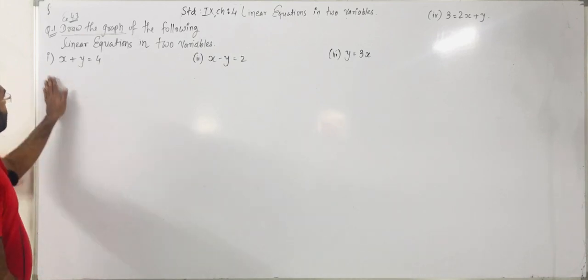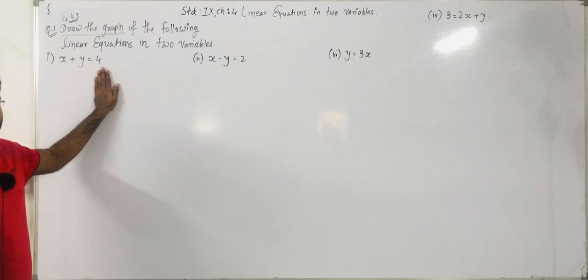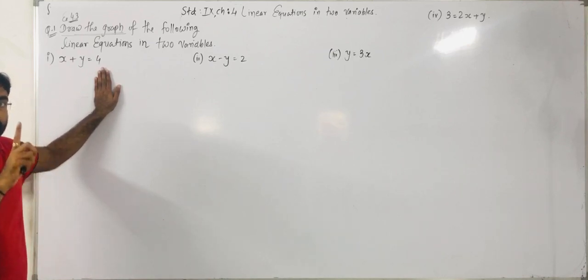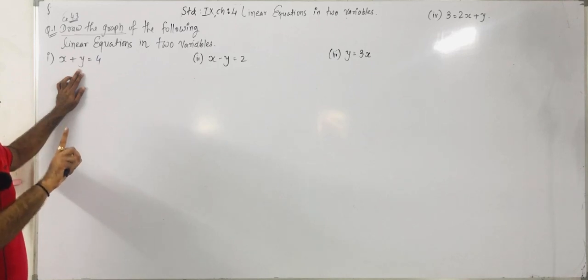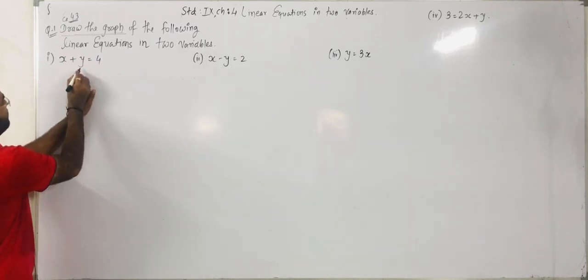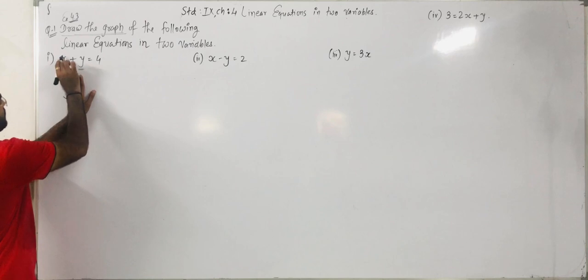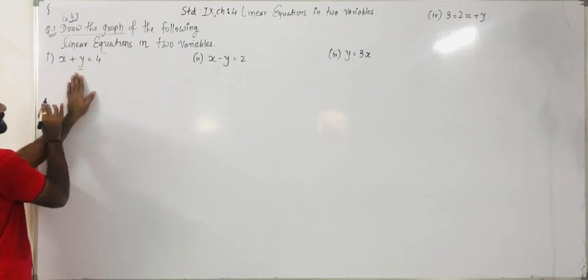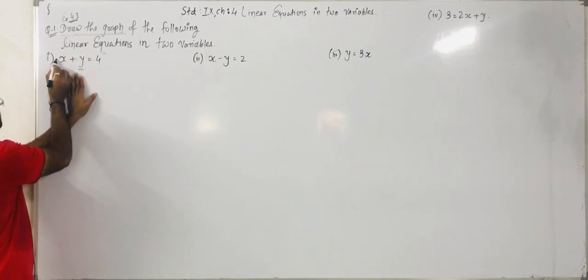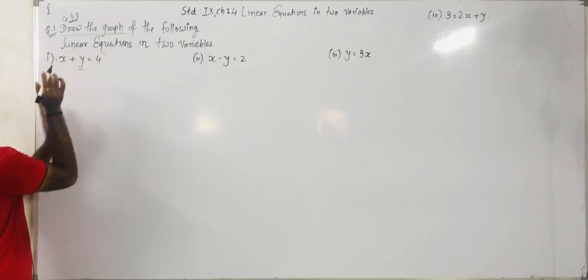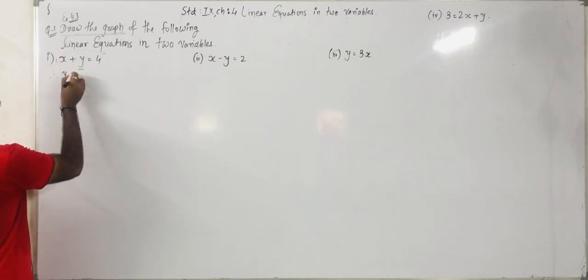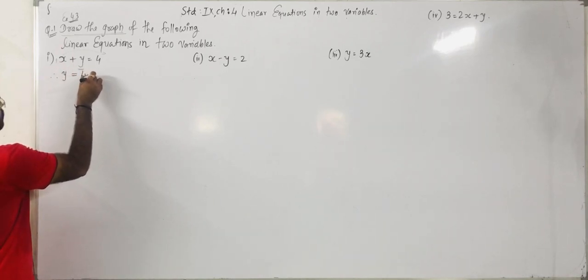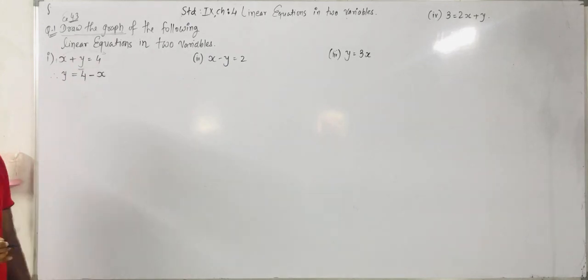For that, whatever equation is given in two variables, we have to arrange y as the main term. This is the first step, so we arrange the x term on the right hand side. That x term is a plus, so when it goes to the right hand side, it becomes a minus. So we can write the given equation as y on the left hand side is equal to 4 minus x.